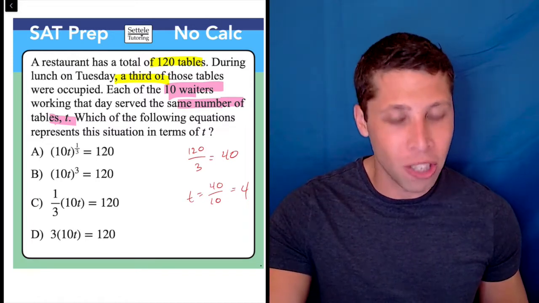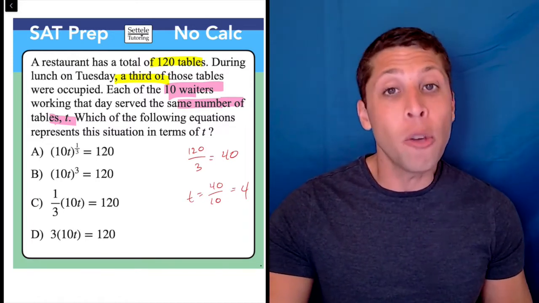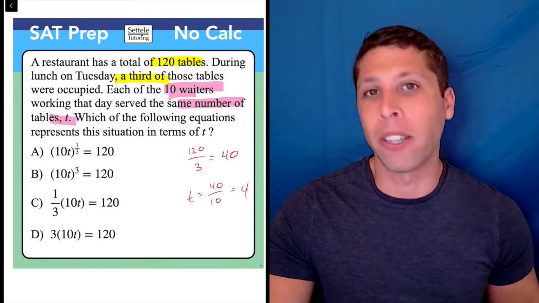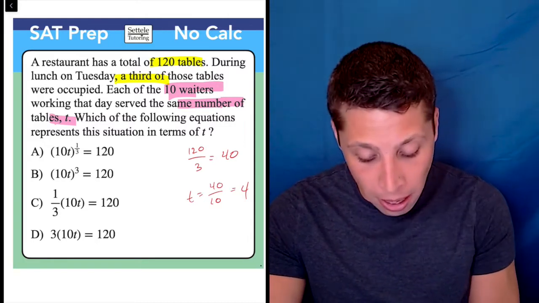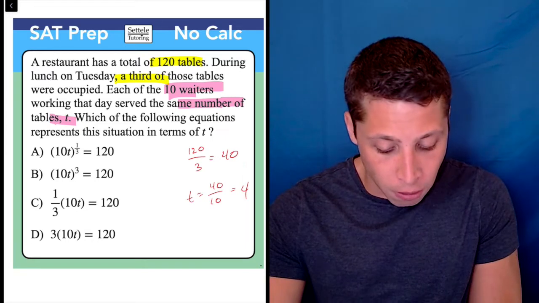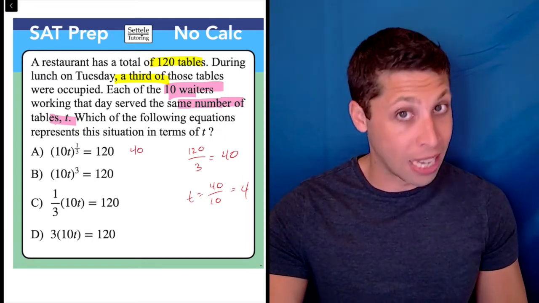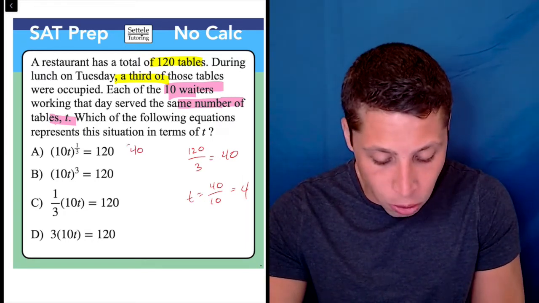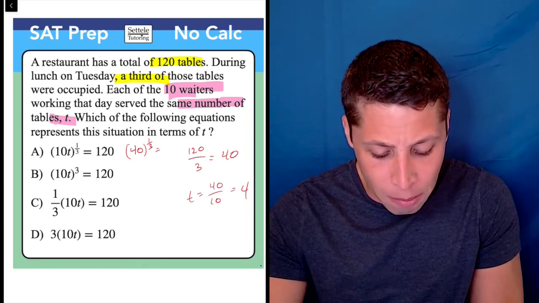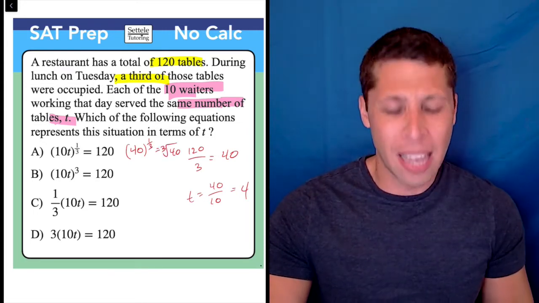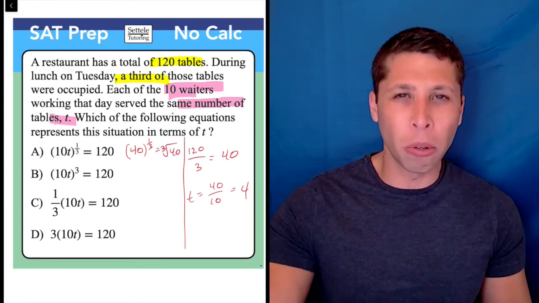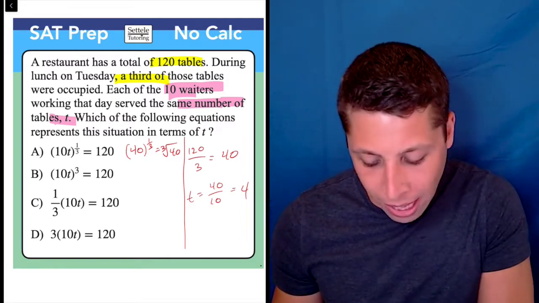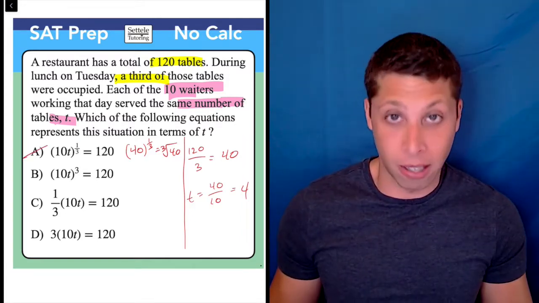It makes it so much easier. So for choices A and B, you might also notice that the exponent is going to cause a lot of problems right from the start, but even if not, we can just plug it in. 40 is 10 times T, which is 4, so 40 to the 1/3, well, that's the same as the cube root of 40. That doesn't make a whole lot of sense. The cube root of 40 is going to be smaller than 120, so that choice is just plain old wrong. It doesn't make any sense.